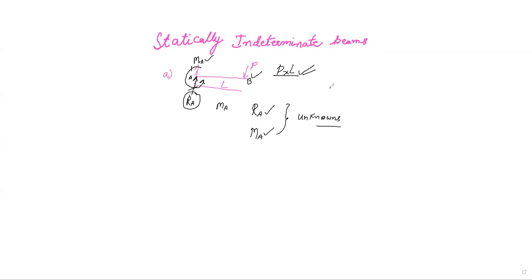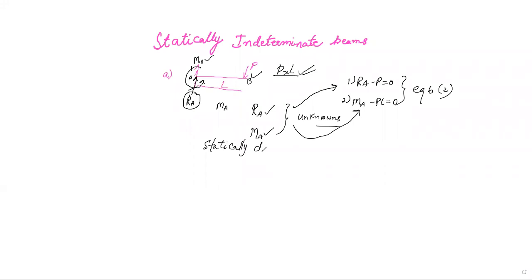We find the value of these two unknowns with the help of two equilibrium equations. First equilibrium equation, we have RA minus P equal to zero. And second equilibrium equation, we have MA minus PL equal to zero. So we have two unknowns and corresponding two equilibrium equations. Such a case of the beam is known as a statically determinate beam. So this is a case of statical determinacy, when the number of unknowns is equal to the number of equilibrium equations.